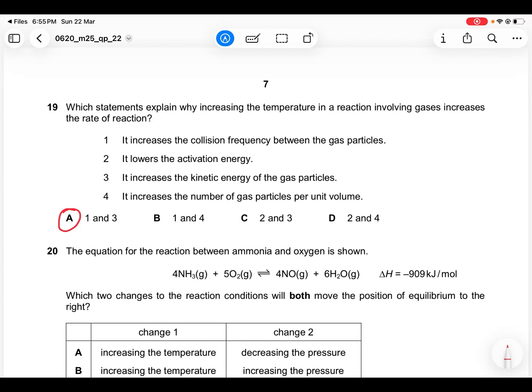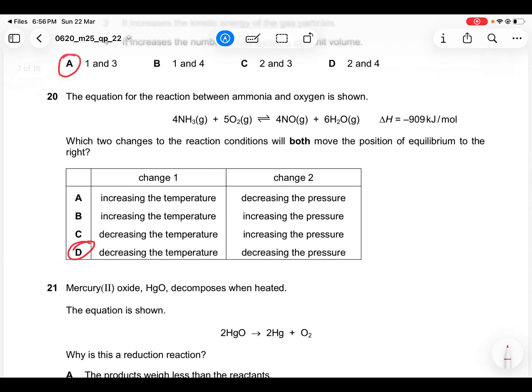It lowers the activation energy. No. It increases the kinetic energy of the gas particles. Yes. When the kinetic energy increases, the particles move faster, and hence the collision increases. It increases the number of gas particles per unit volume. By increasing temperature, the number of particles which are present are never going to increase. The energy of the particles will increase. So 1 and 3 are the correct options.